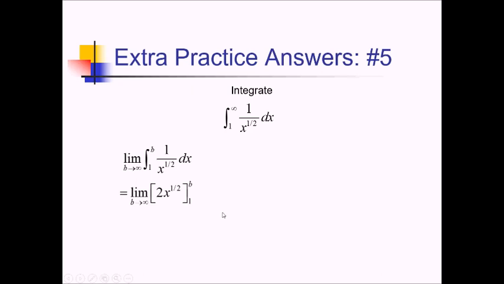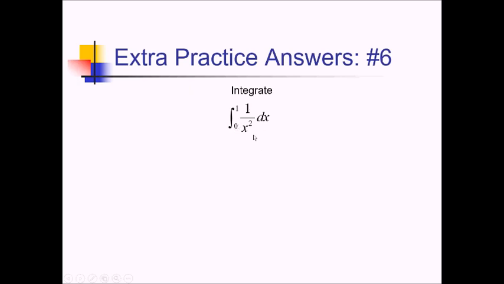So I can yank out this 2, and inside I have the square root of b minus the square root of 1. As b goes to infinity, well, that's a bit of an issue. The square root of infinity is still infinity, so this whole thing goes to infinity, and this integral diverges and has no value.